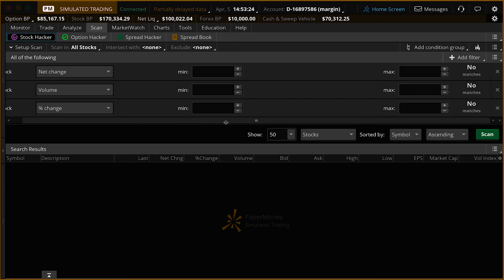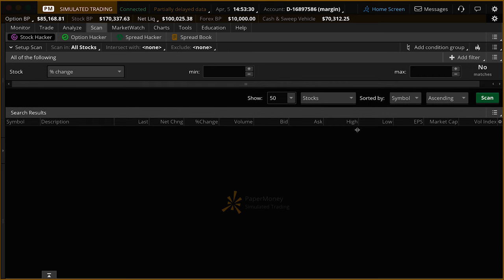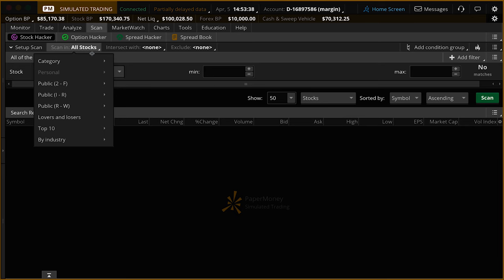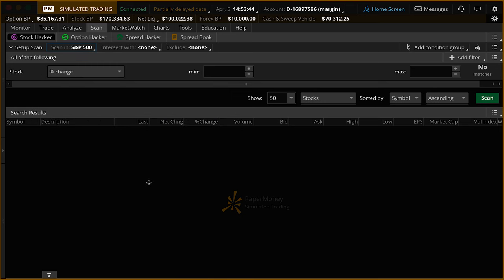Well, we're gonna go over here to the right hand side. We're gonna go ahead and remove both of those, two of those rather, and get rid of both of those. And now let's say we only really wanna look for stocks that are in the S&P 500. We're gonna come up here to the top, click on scan in all stocks. We're gonna come down to the public watch list R through W category, come over to the right and select S&P 500.